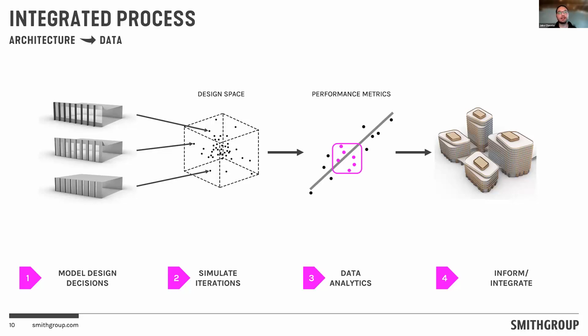So we work with the design team, figure out what those parameters could be, come up with a model, and then we simulate all those iterations and create what's called a design space. Think of all the different parameters that we put in, and then we have a multi-dimensional model that we can pull from. We check out the performance metrics.